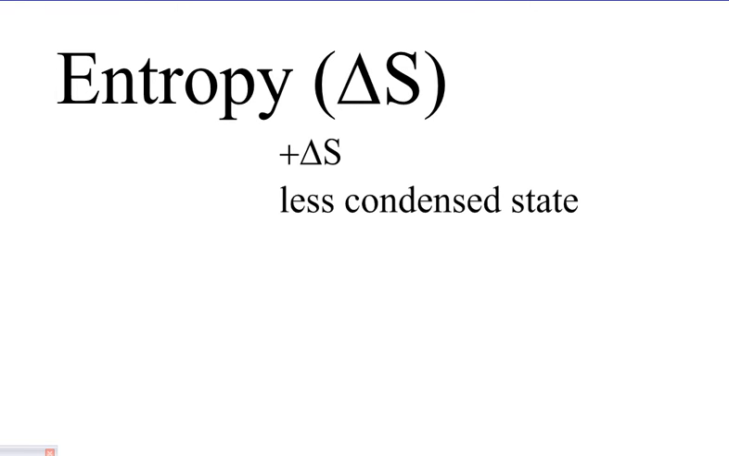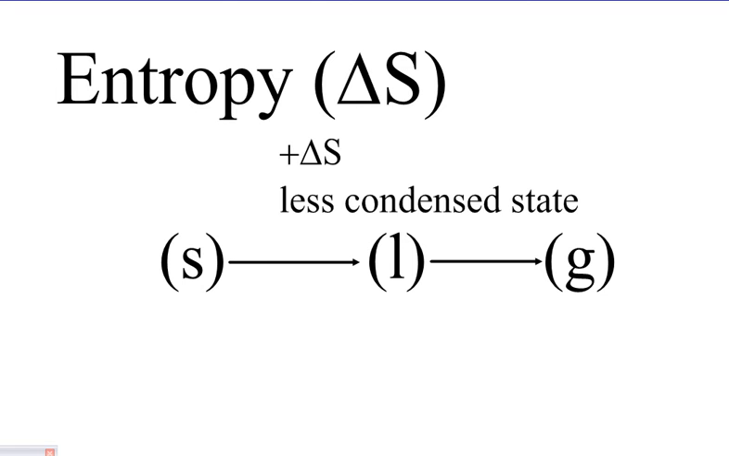So if we're talking about, say, phase change, the universe would favor a system in its solid form far less than it does something in its liquid form, and even less than something in its gas form. Because this is a difference in how condensed it is.